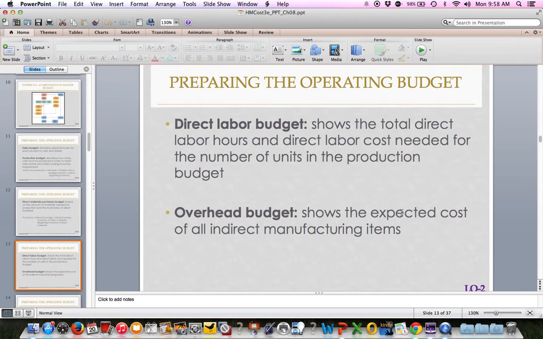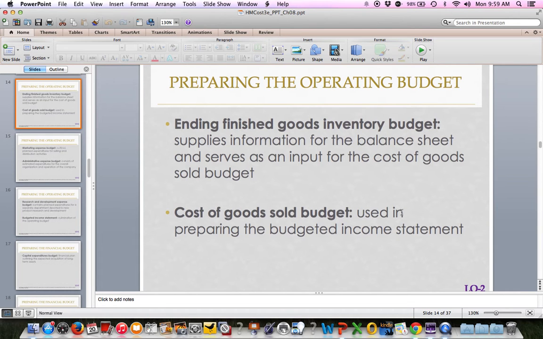Direct labor, basically, how many employees do I have? How many hours will they work? Do I have enough people to handle my production? What will that cost me? And overhead, just what I expect in terms of all those indirect and overhead type things. So my indirect labor, my indirect materials, and just the overhead for my production, my factory, and so on. All that stuff we talked about in the past.